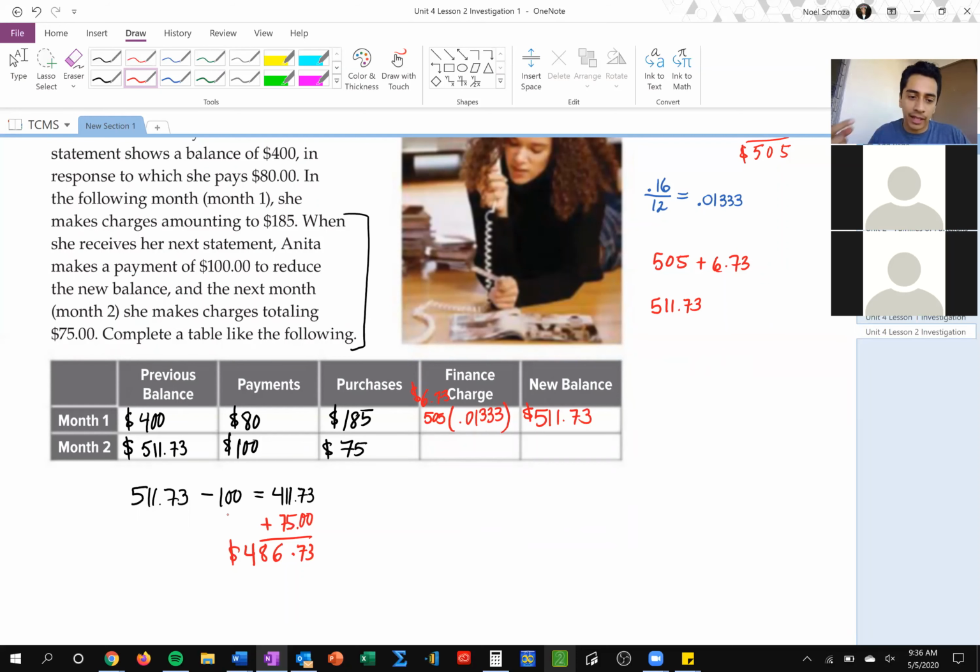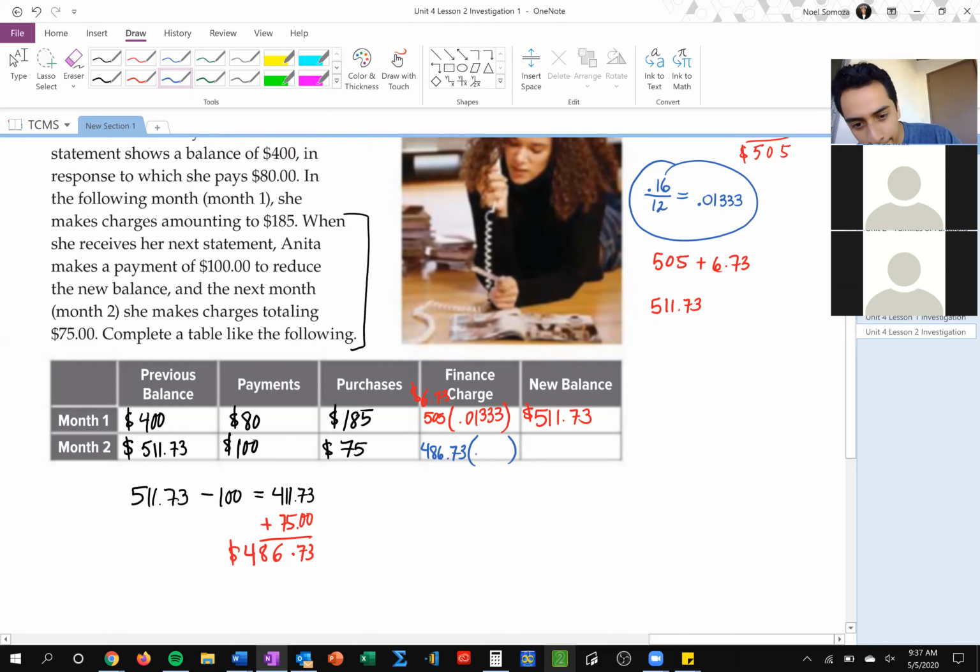Okay, and now she's going to be responsible to pay interest on this new amount. Okay, so we can take $486.73 and we're going to have to multiply it times that percentage, right? Because that percentage came from here. That was the APR divided by the 12 months. So that's going to be consistent for us. We can just continue to multiply by 0.0133. All right.